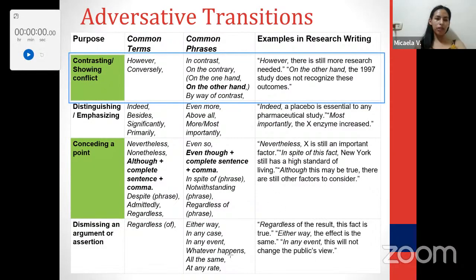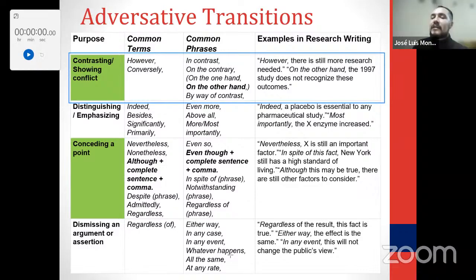Okay, contrasting, showing conflict. Common terms: however, conversely. Common phrases: in contrast, on the contrary, on the one hand, on the other hand, by way of contrast. Samples: However, there is still more research needed. On the other hand, the 1997 study does not recognize these outcomes.